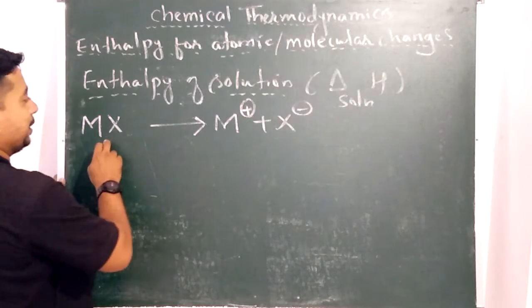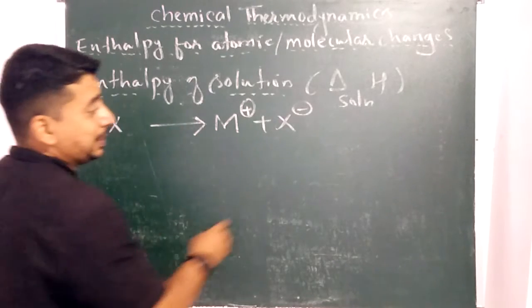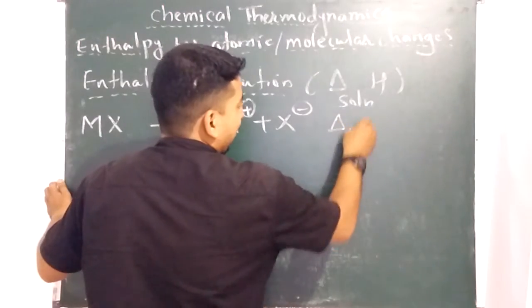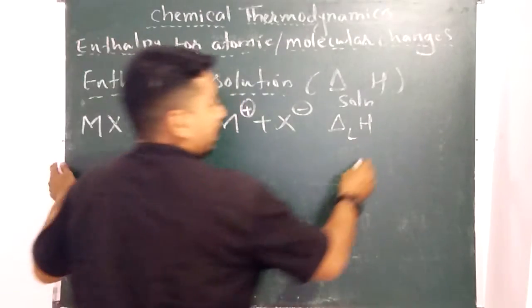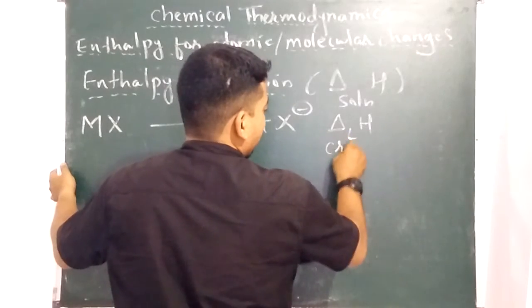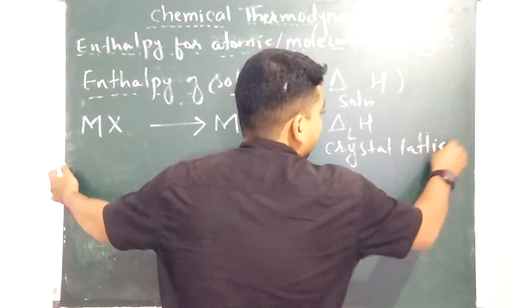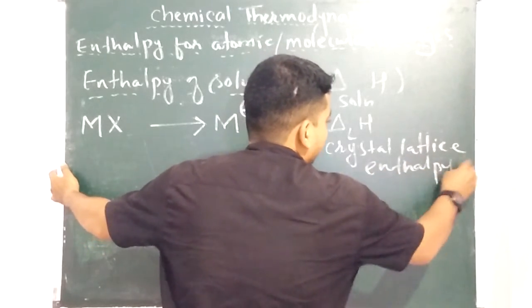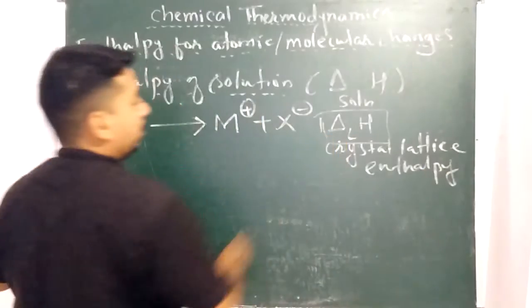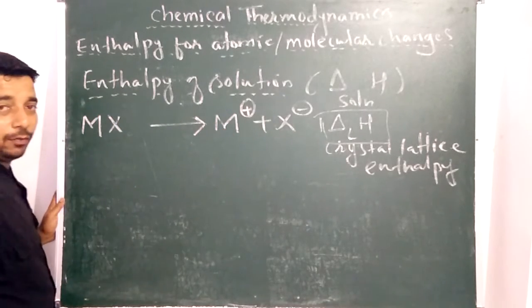Now the enthalpy change when the ionic solid dissociates into ions is called crystal lattice enthalpy or delta LH. I will write here crystal lattice enthalpy or delta LH.